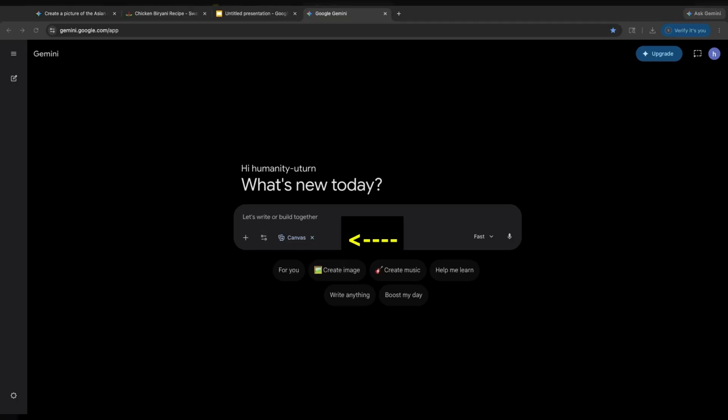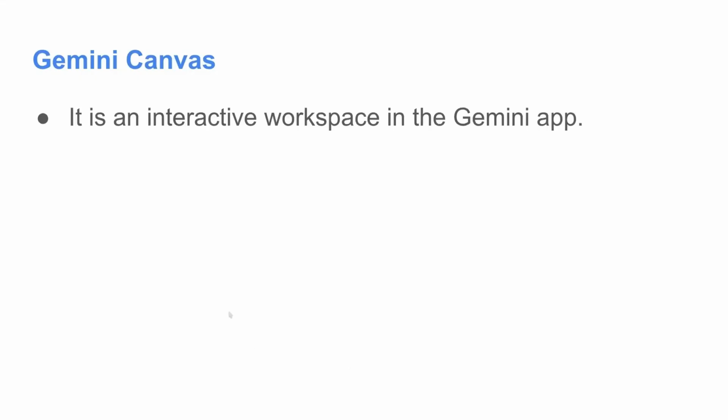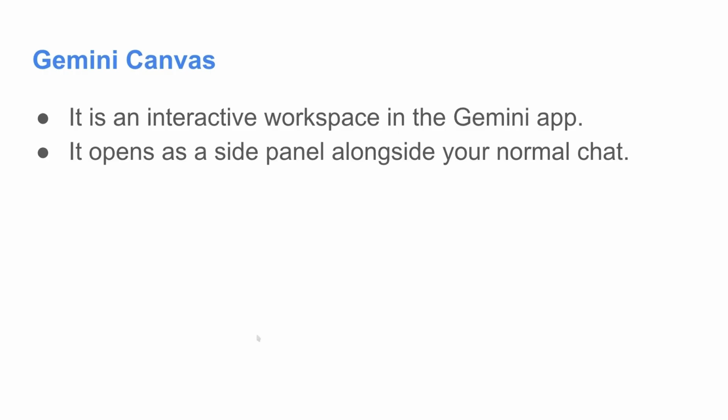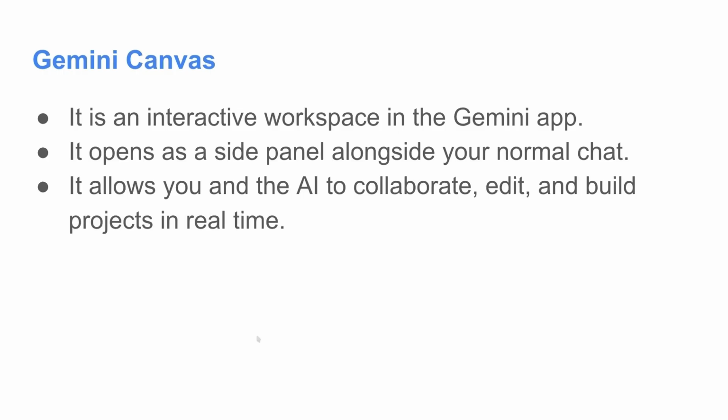Select Canvas. Gemini Canvas is an interactive workspace in the Gemini app that opens as a side panel alongside your normal chat. Instead of forcing you to work with static text in a standard chat thread, it allows you and the AI to collaborate, edit, and build projects in real time.